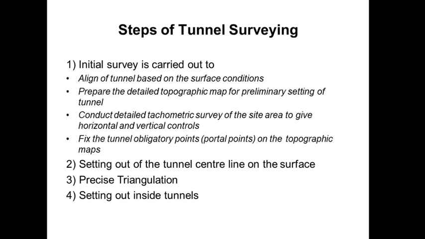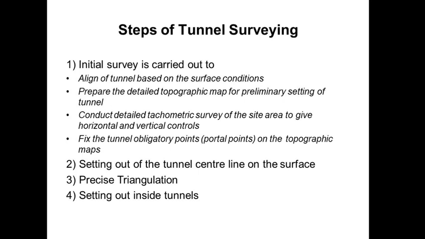So what are the different steps of tunnel survey? First, the initial survey is carried out. In that we collect data like the alignment of the tunnel based on the surface condition. Then prepare a detailed topographic map for preliminary setting of the tunnel. Next, conduct a detailed tachometric survey of the site area to give horizontal and vertical control. Fix the tunnel obligatory points on the topographic maps. These are all the data that should be collected in the preliminary or reconnaissance survey.